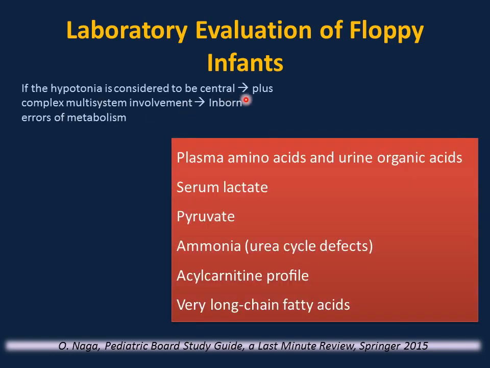If the hypotonia is considered to be central plus complex multi-system involvement, consider inborn errors of metabolism. Order plasma amino acids and urine organic acids, like in cases of aminoacidopathies and organic acidemias. Serum lactate will be abnormal in carbohydrate metabolic diseases and mitochondrial diseases. Pyruvate level and ammonia will be significantly elevated in urea cycle defects. Acylcarnitine profile is used in fatty acid oxidation defects and some organic acidemias. Very long chain fatty acids will be abnormal in peroxisomal diseases.